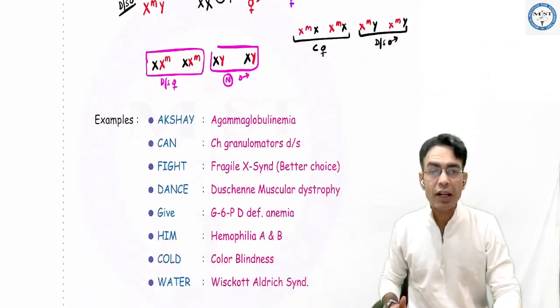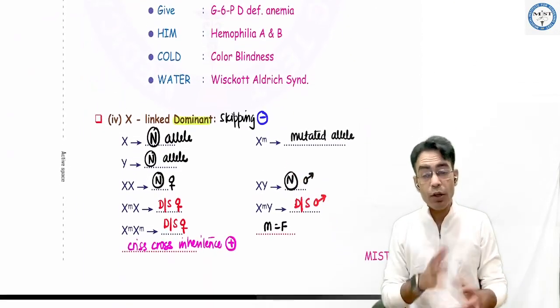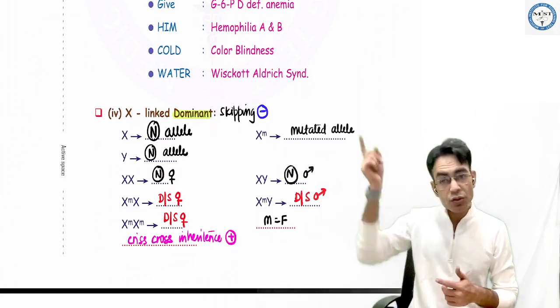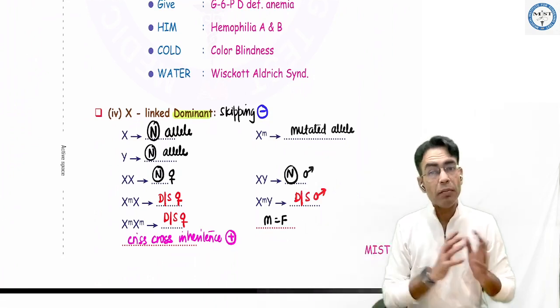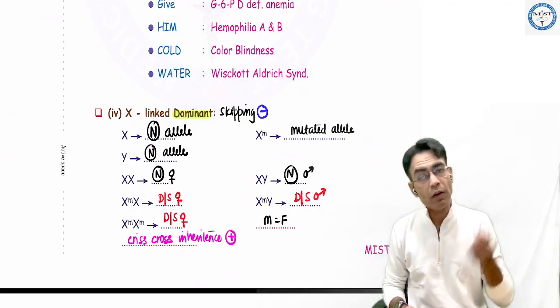What are the examples? Here is a mnemonic to remember them. X-linked dominant, because it's a dominant mutation, no skipping. It's an X-linked disorder, so crisscross inheritance. And here, the male to female ratio will be equal because it's a dominant mutation. So even one X mutated in a female will cause disease.